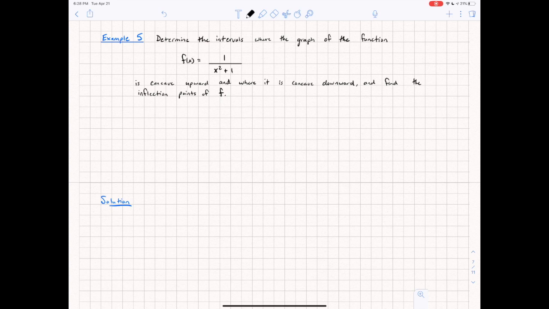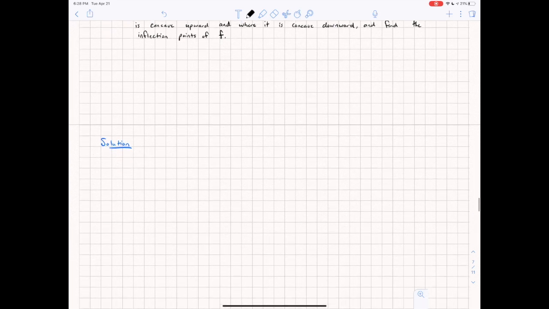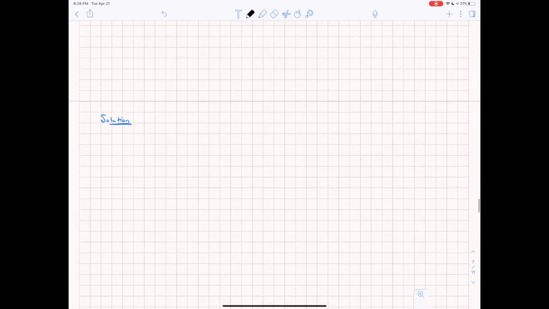The example states this: determine the intervals for the graph of the function 1 over x squared plus 1. Determine where this is concave up and where it is concave down, and then to find any inflection points for f. Right, so any points where this concavity could change. All right, so one of the first things I'm going to do here is just rewrite the problem as x squared plus 1 to the negative first power.